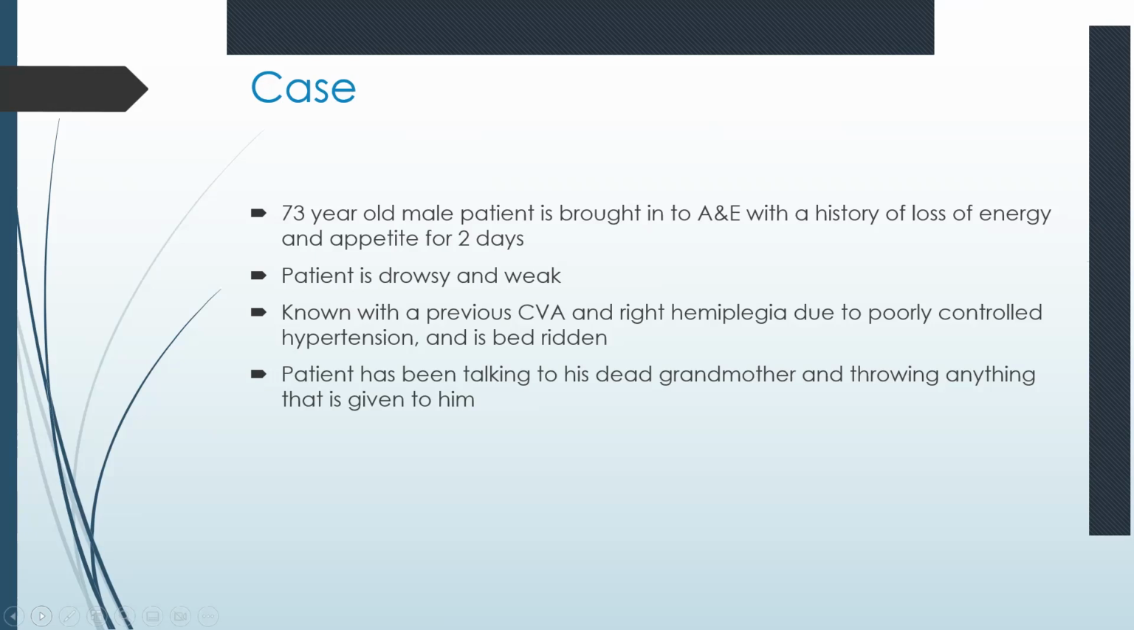So here we have this 73-year-old male patient, it's a real patient who had come in. He was brought into the A&E with a history of loss of energy and appetite for 2 days. The patient was drowsy, the patient was weak. He was known with a previous CVA, right hemiplegia due to poorly controlled hypertension. He was bedridden as well. The patient had been talking to his dead grandmother and throwing anything that was given to him. So, this patient unfortunately was admitted for 72-hour observation, because he was objectively hallucinating and he was violent, even though he was weak. It's quite sad that this actually happened to this elderly gentleman.